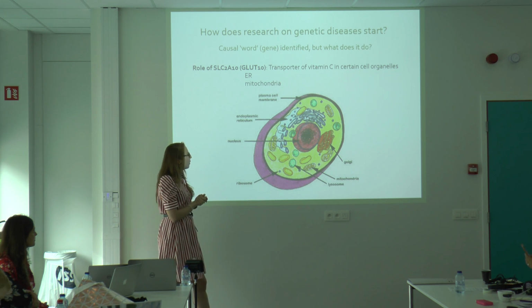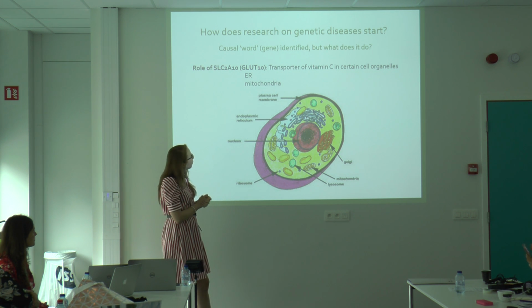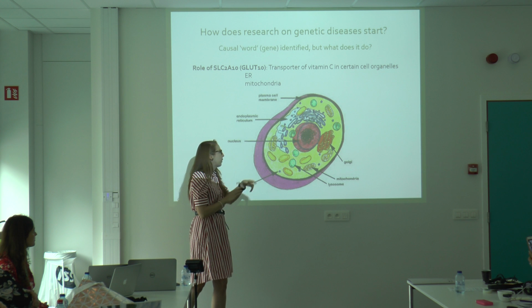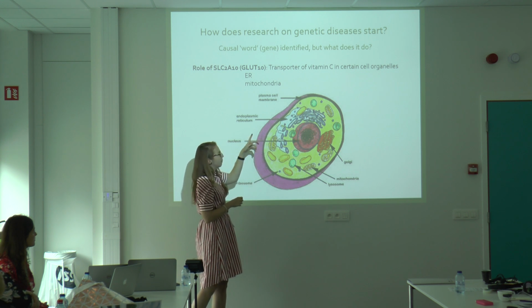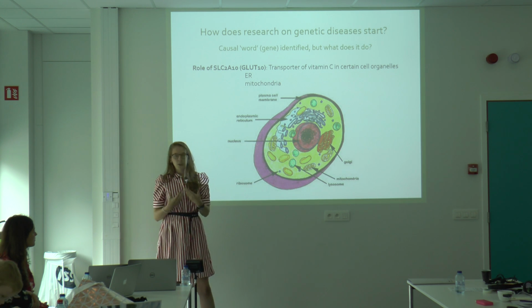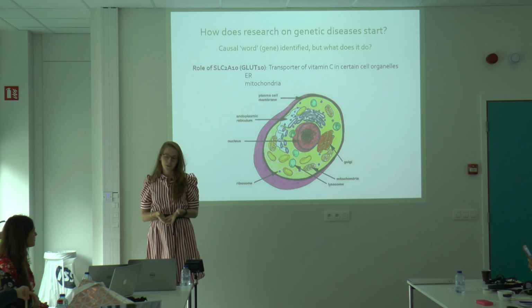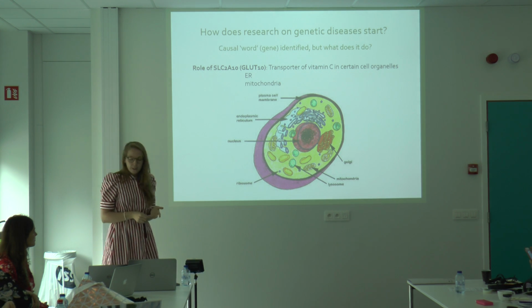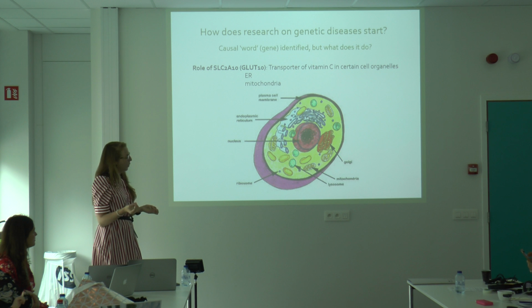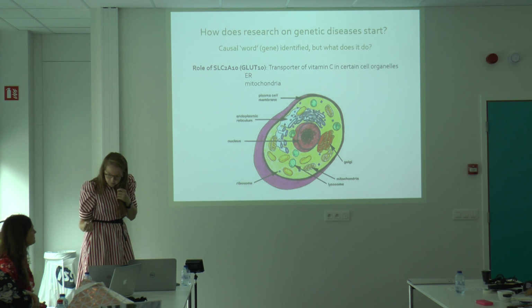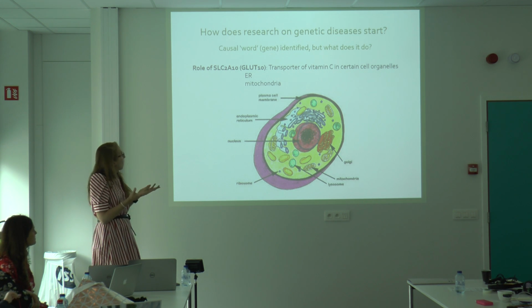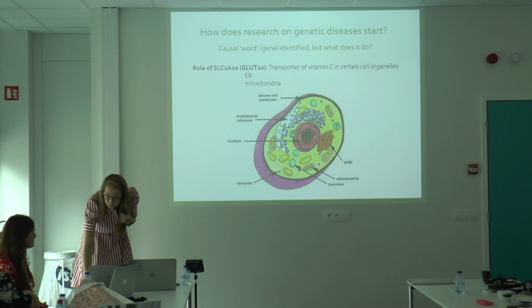What we know now is that GLUT10 is in the membrane of the mitochondria and the endoplasmic reticulum. And it's good that we know that, because this helps us to pinpoint the exact function of GLUT10. But when we know that, we can go one step further.